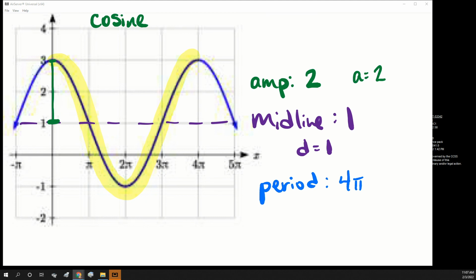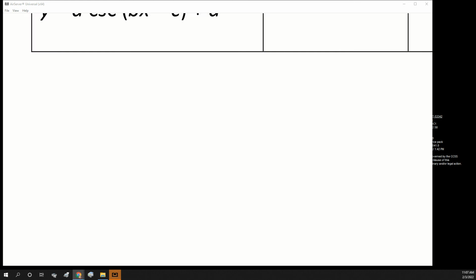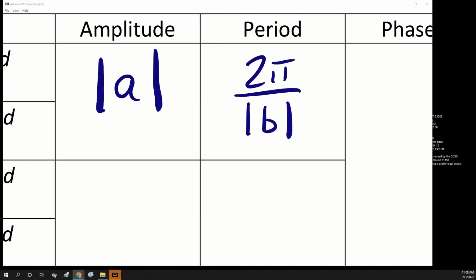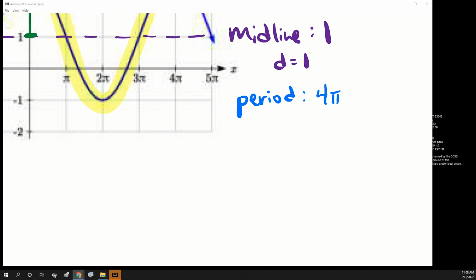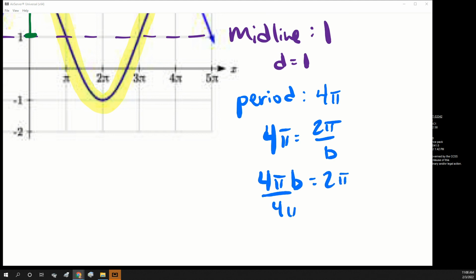So what we need to do now is figure out B. So this is how you get the period, so that means this is equal to 4 pi, or 4 pi is equal to that, however you want to write it. Okay. So what did you do? You saw that for B, apply that B. About 4 pi. Looks like B is 1/2.